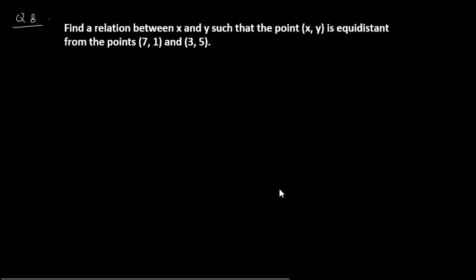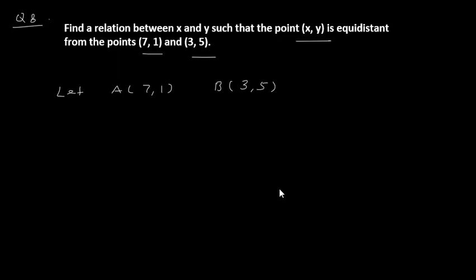Question number 8 is: find a relation between x and y such that this point is equidistant from these 2 points. So let us take these 3 points. Let's take point A as (7, 1), point B as (3, 5), and point C as (x, y). Now AC is equal to BC. This is given. It is said that the point (x, y) is equidistant from these 2 points, so it is at equal distance from these 2 points. That is AC equal to BC.